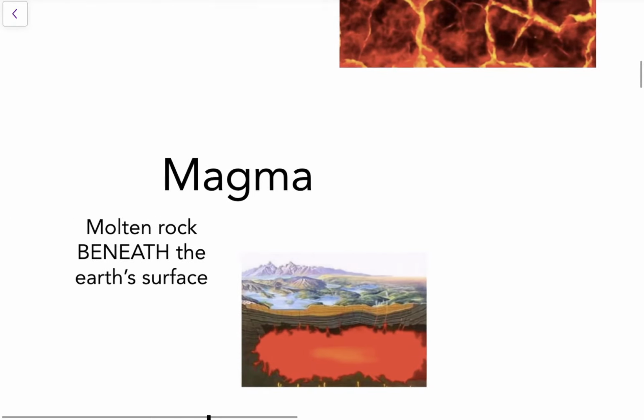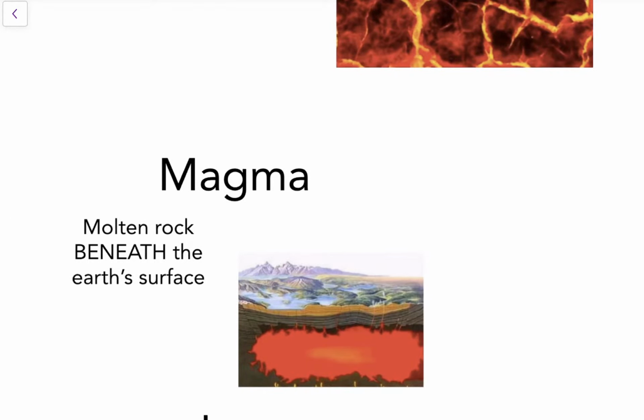Remember from our previous lessons that magma is molten or melted rock beneath Earth's surface. So if you look at this picture here, this magma is underneath the surface of the Earth. It's inside of the Earth, so it's magma. Magma is inside the Earth.